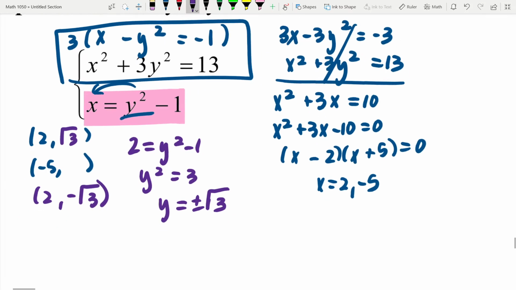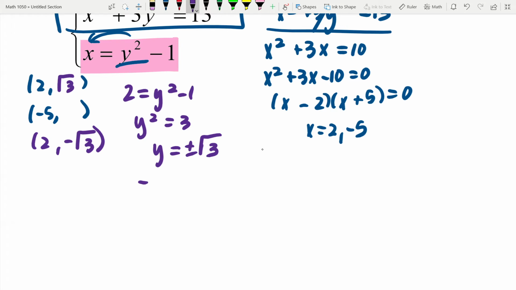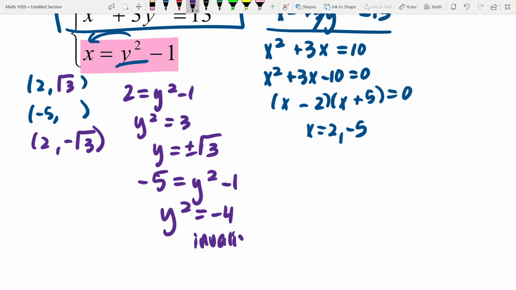Now I'm going to put in a -5 for x. So I'm going to go -5 equals y squared minus 1. Pull my 1 over. y squared equals -4. Talk to me. Won't work out, right? It's going to be imaginary. So I'm going to say invalid solution.